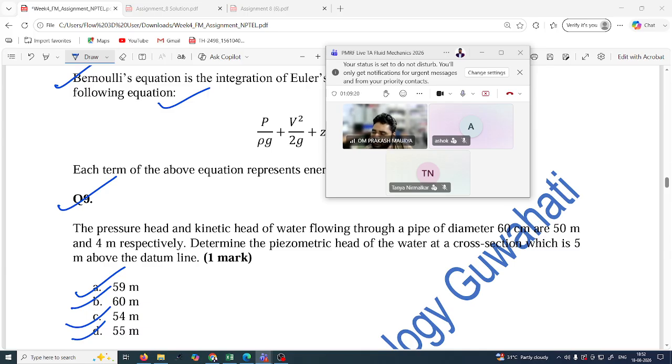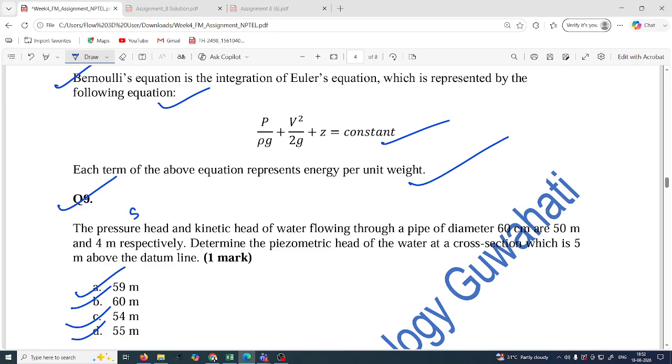The pressure head and kinetic head of water flowing through a pipe of diameter 60 centimeter are 50 meter and 4 meter. Means pressure head is 50 meter and kinetic head is 4 meter. Determine the piezometric head of the water at a cross section which is 5 meter above the datum. Means your z value is given 5.